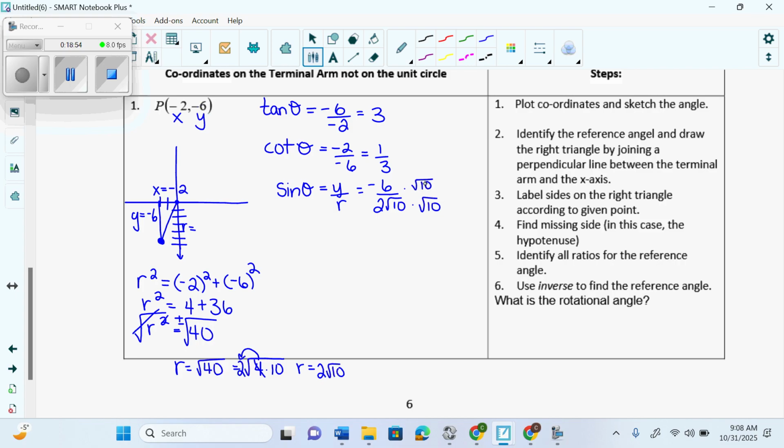Not a big deal. So we're going to get -6 root 10, and then 2 times 1, so 2. Root 10 times root 10 is root 100, which is 10. So it's 2 times 10. So we get -6 root 10 over 20, and then you divide by 2, so we get -3 root 10 over 10.